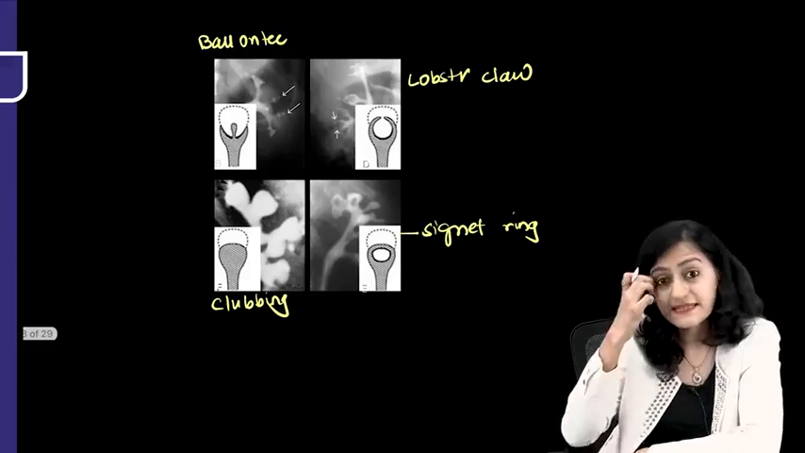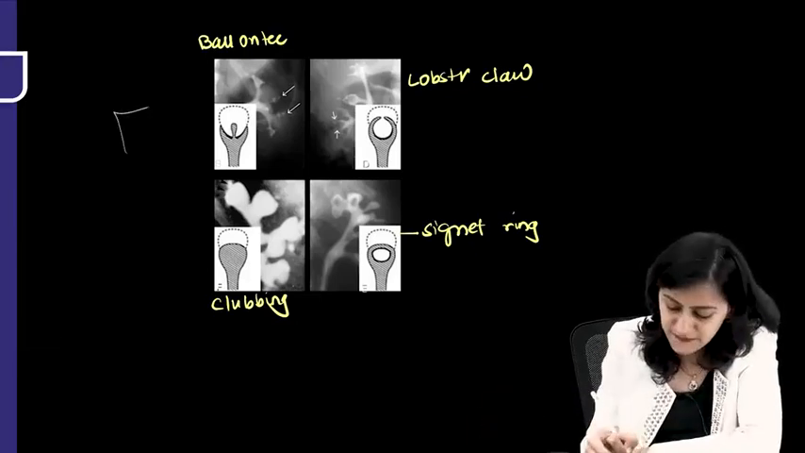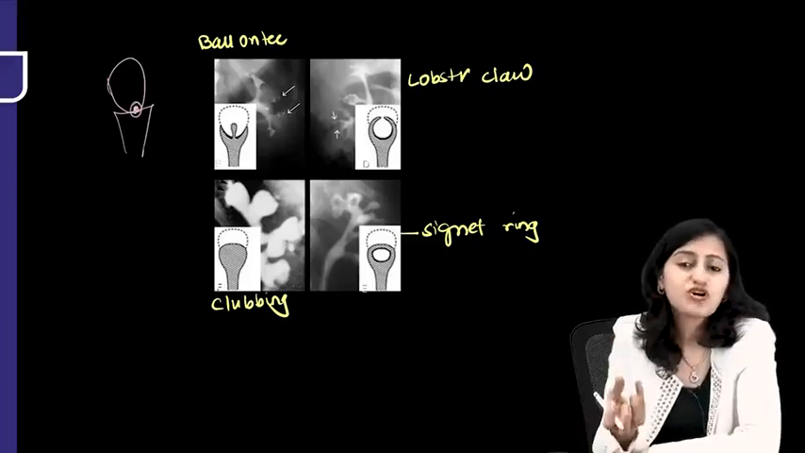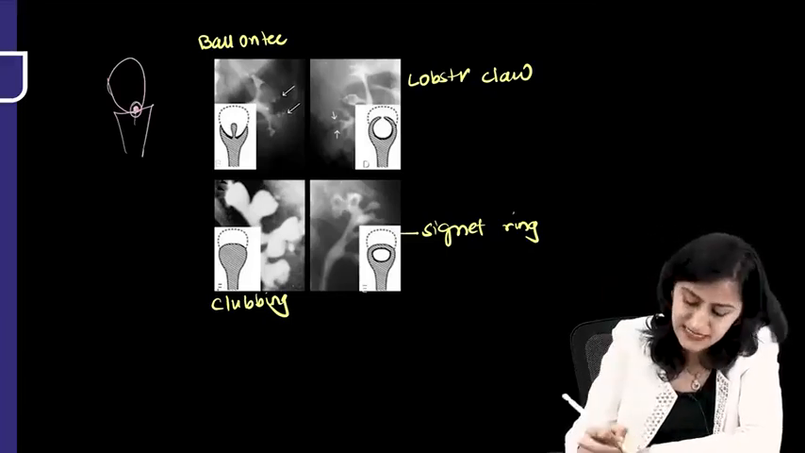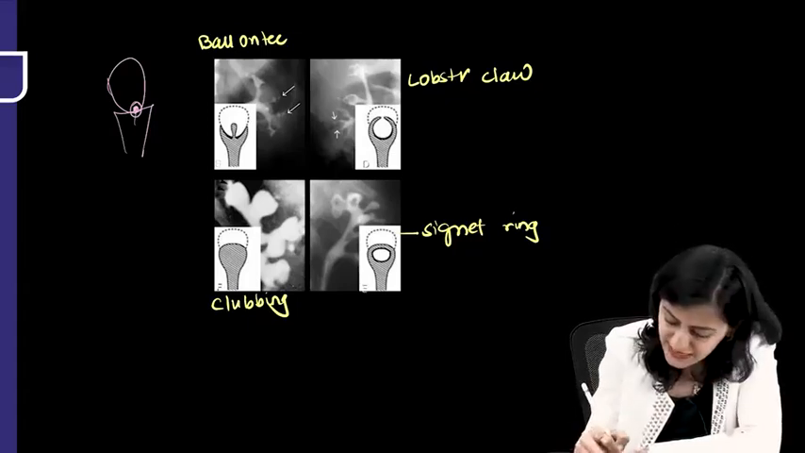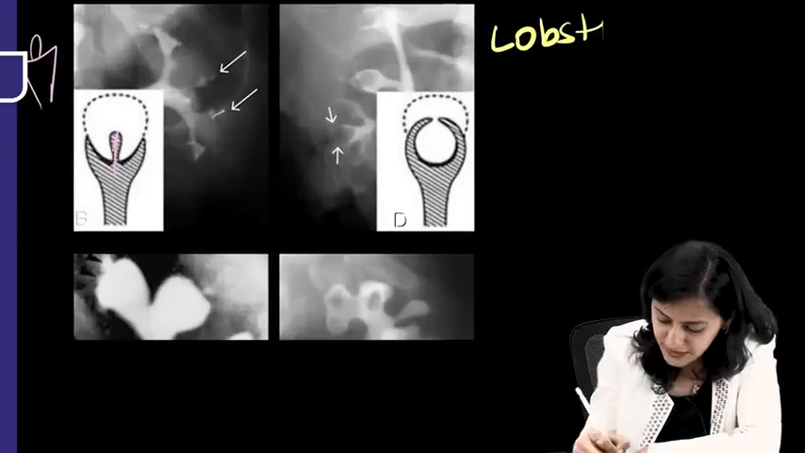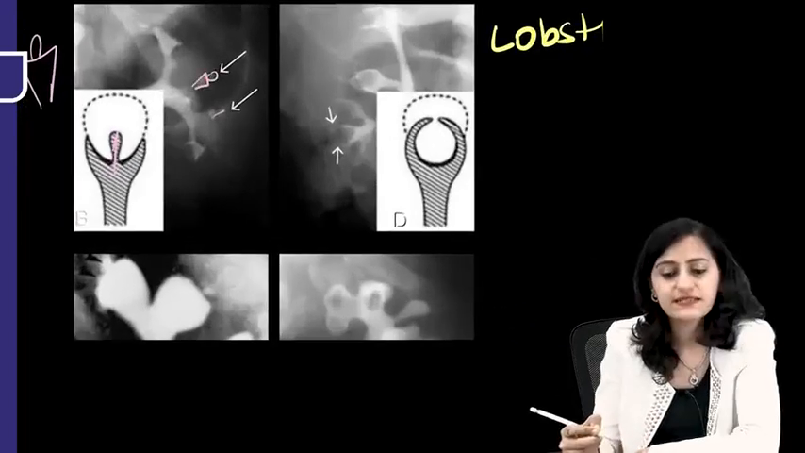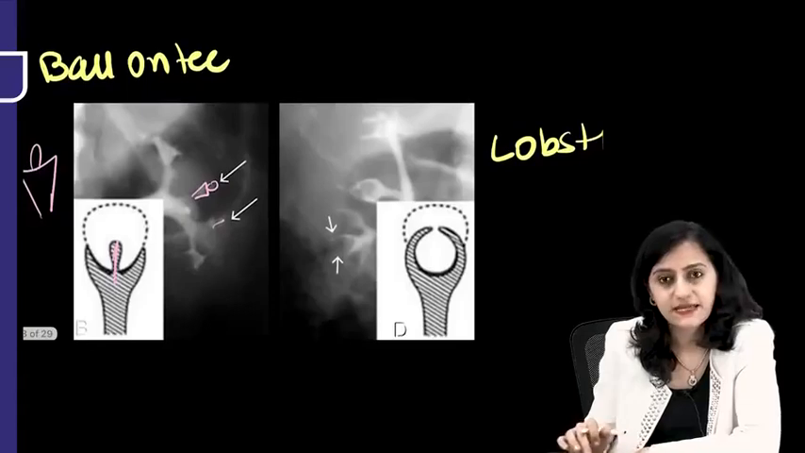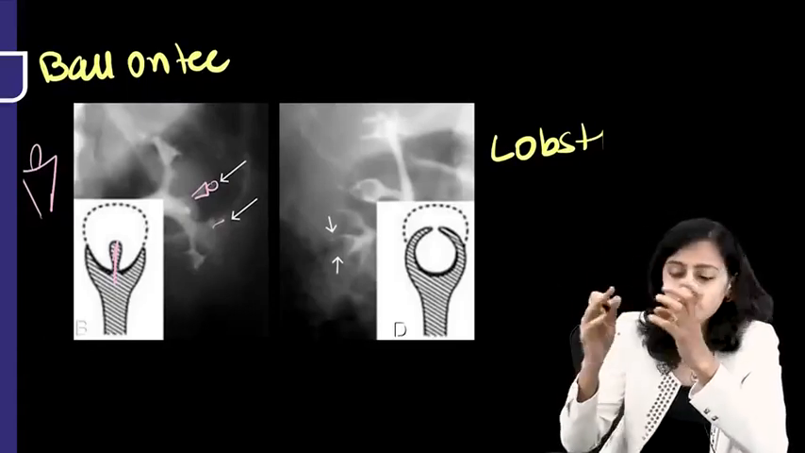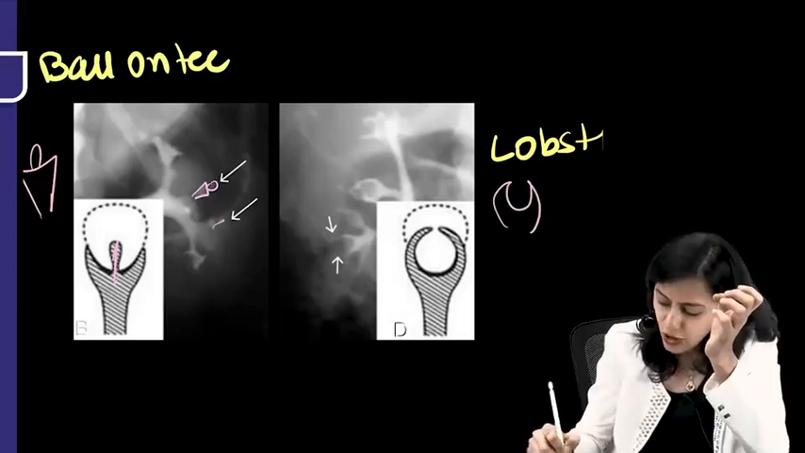Now, renal papillary necrosis, multiple causes. So what are the various signs in renal papillary necrosis? So the papilla, if this part gets necrosed, the contrast goes in that part, the calyx is communicating. So the first sign that we see is this ball on T appearance. So look at the contrast of the calyx, contrast in the papilla. Ball on T sign.